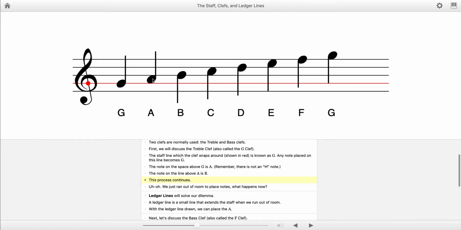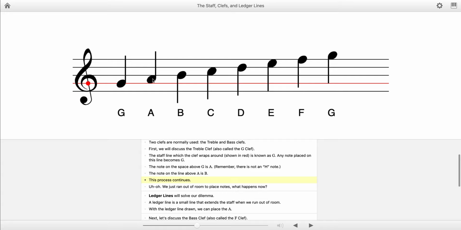So who can tell me how many letters do we have in the musical alphabet? How many letters are there in the musical alphabet? 7. It goes like this. A, B, C, D, E, F, G. A, B, C, D, E, F, G. What happens after G? Is there an H? No, we just start again. There's only 7 letters in the musical alphabet.